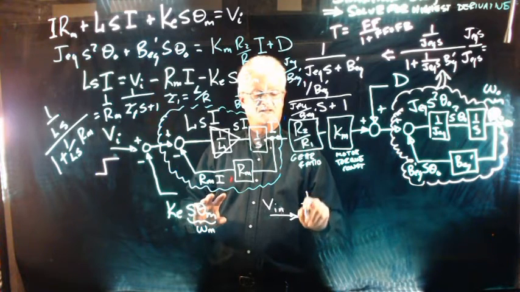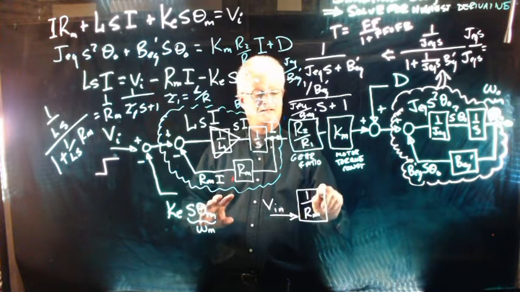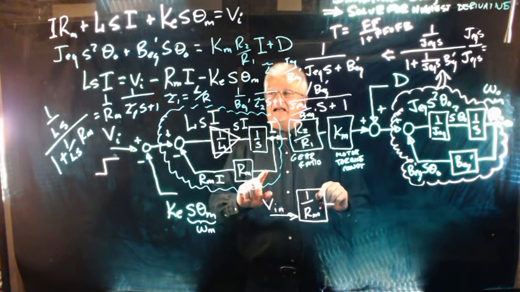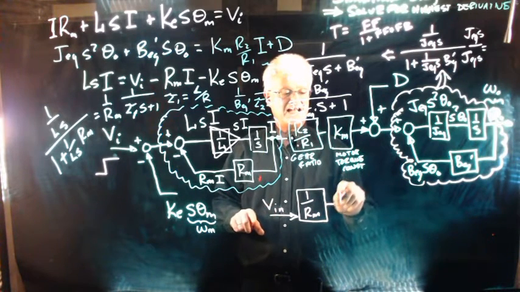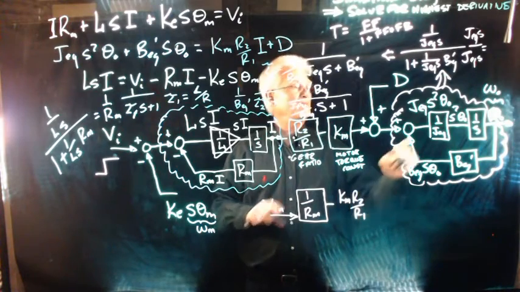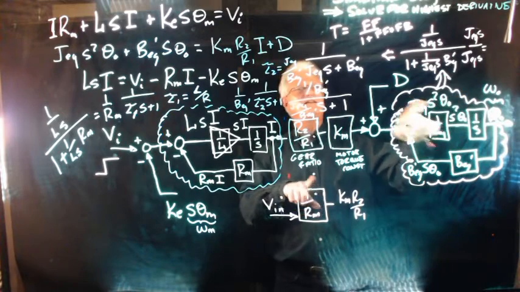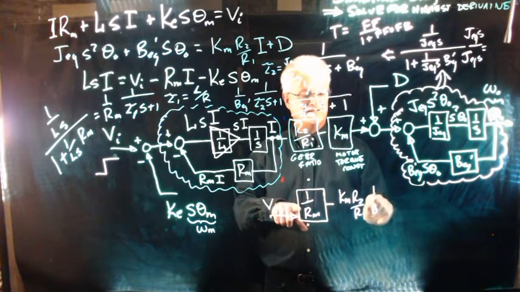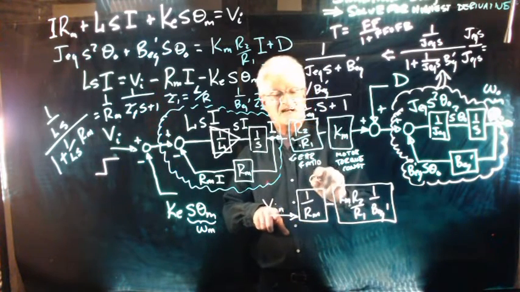It's 1 over Rm. Right? That's 1 over Rm. Okay, I'm going to put these guys in there too. This is going to be Km times R2 over R1. And then I'm also going to come over here and get a hold of this guy here. This is going to be 1 over B equivalent prime. These are all just constants, right?